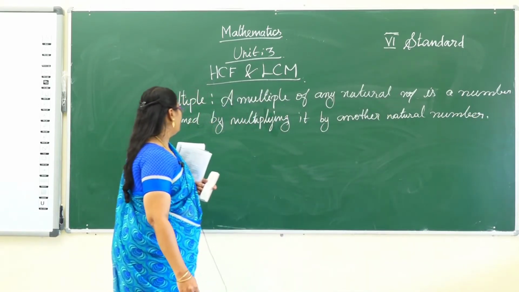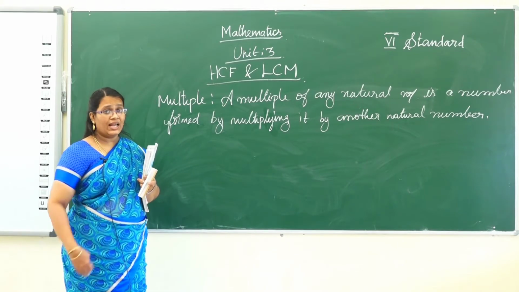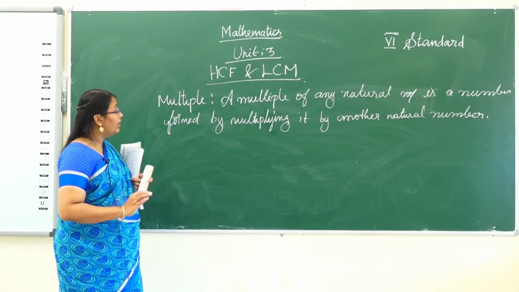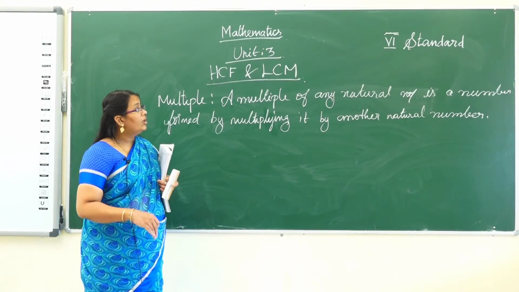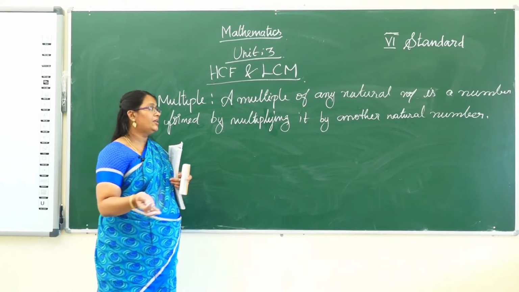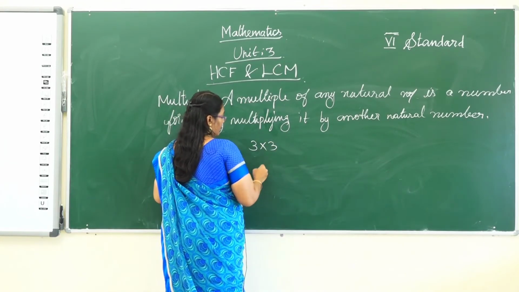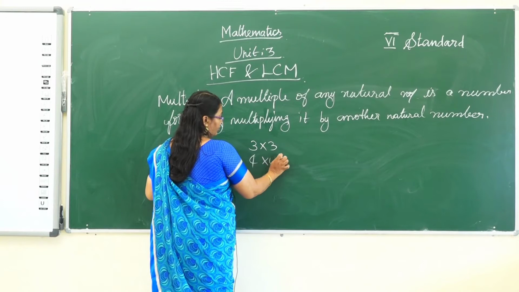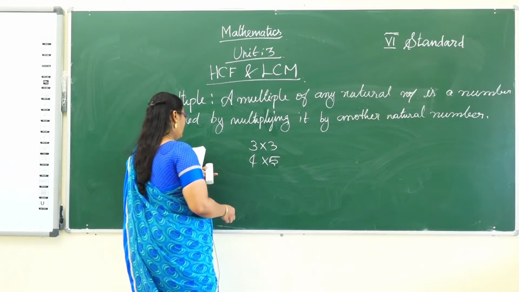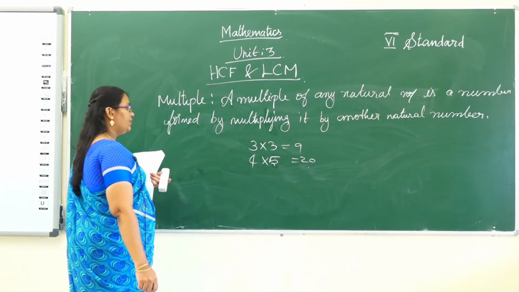So a factor means a number that divides a given number exactly without leaving any remainder. That is called a factor. And a multiple of any natural number is a number formed by multiplying it by another natural number. So 3 3s are 9, 4 5s are 20. These are called the multiples.